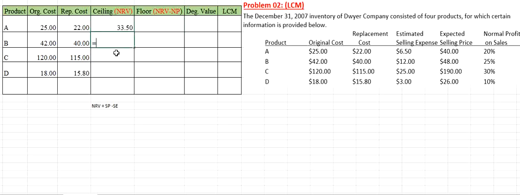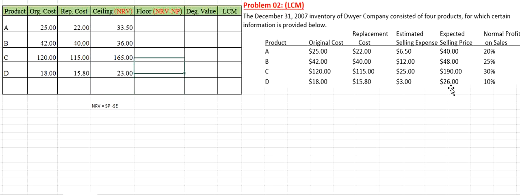Likewise, I'm going to calculate the net realizable value for product B also. As you can see, for product B the selling price is $48 minus the selling expense of product B, $12, so we get 36. For product C, the selling price is 190 minus 25, that's the selling expense for product C, we get 165. And the last one, product D, our selling price is 26 minus $3 as the selling expense on it, so we get a net realizable value of 23.